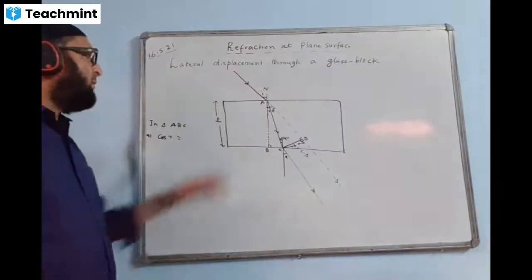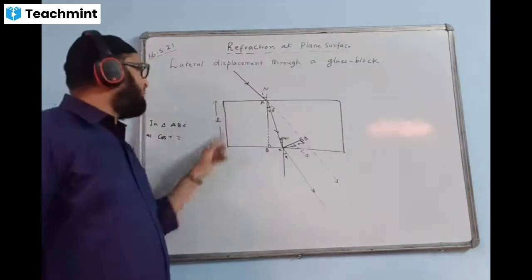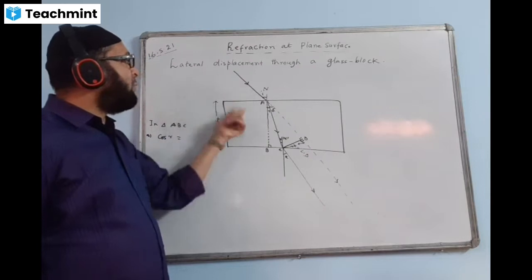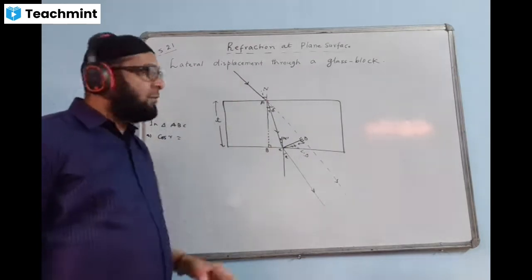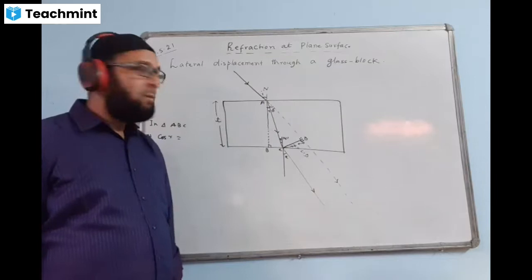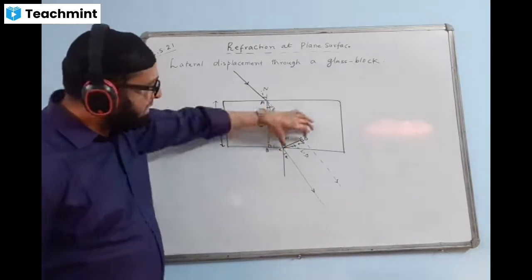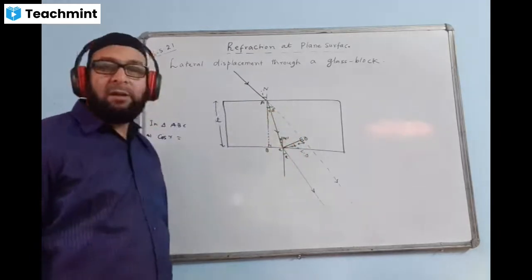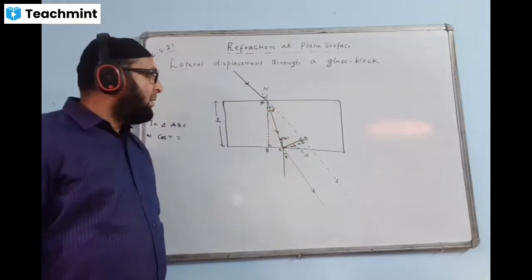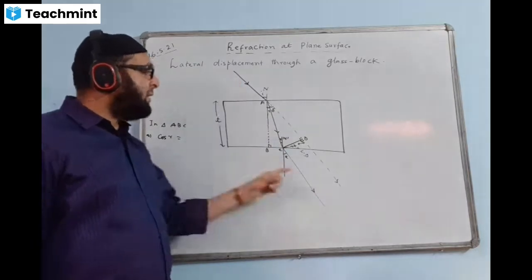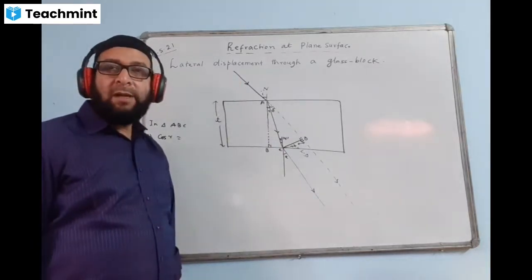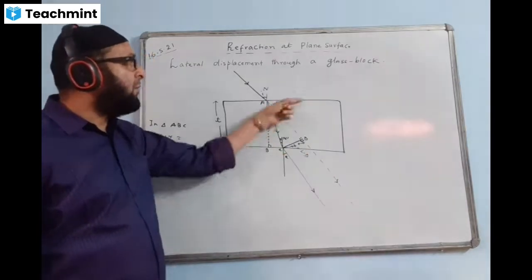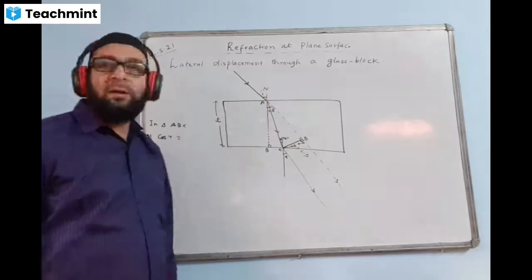Once again, I repeat, we have a rectangular glass block of thickness T. A ray of light is traveling from air to glass like this, bending towards the normal, and again away from the normal. This diagram we used to do in class 10, no? The shortest or perpendicular distance between the incident ray and the emergent ray is called lateral displacement. We are marking the lateral displacement here. I said the incident ray and the emergent ray are parallel. Why? Because the two refracting surfaces are parallel to one another.